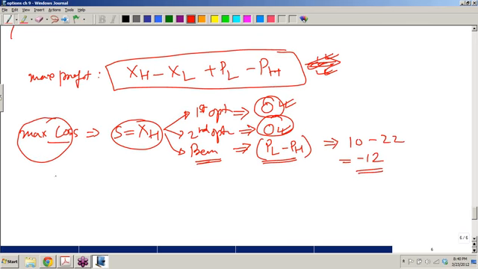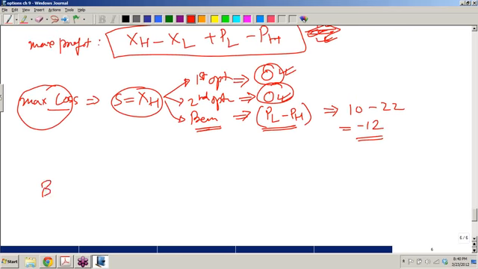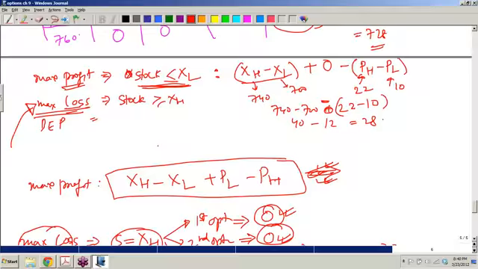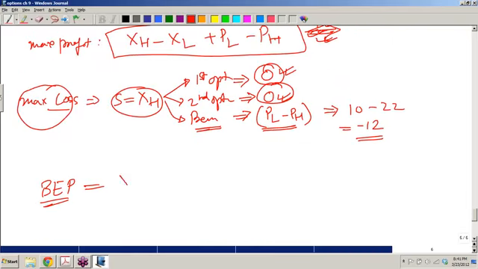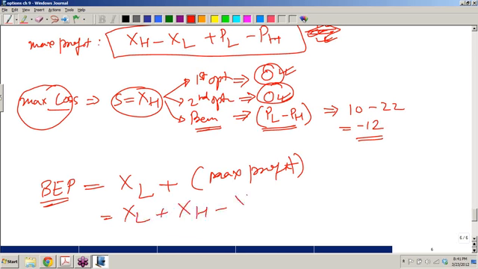Is it clear? Okay. So you have the maximum loss, maximum profit, and then next you have to compute the break-even price. For the computation of break-even price, you have to compute this point. Think of this as your x lower, plus your maximum profit. So x lower plus the maximum profit will give you the break even point. If you bring it over here, XH minus XL plus PL minus PH, these two will go.